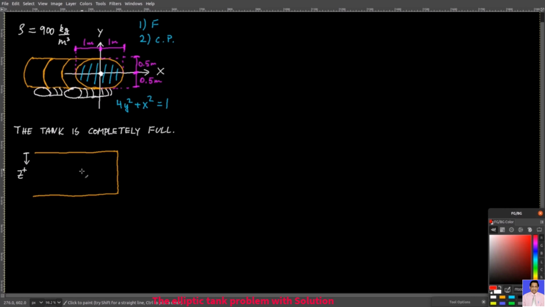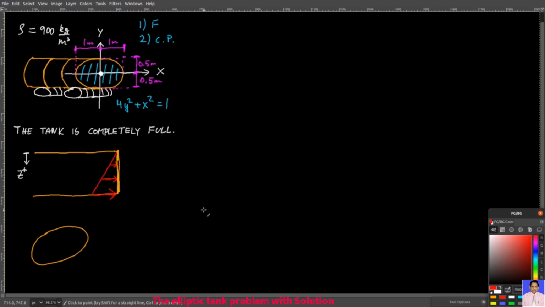Now this is the side view of the tank. You're looking at it from the side. And this side here, that's the elliptical end plate. It's this one, but looking from the side. You can see its pressure distribution from inside the tank.